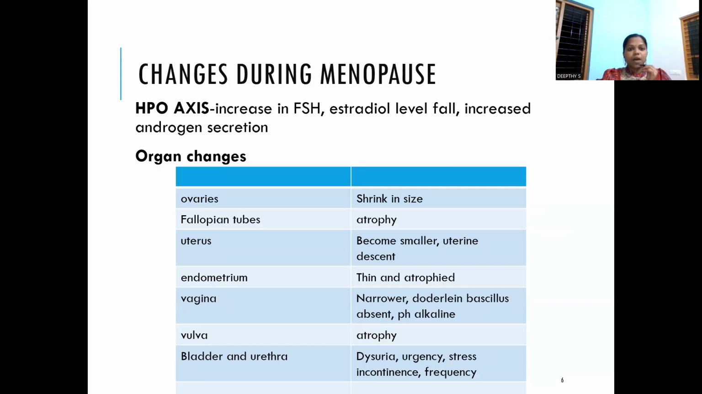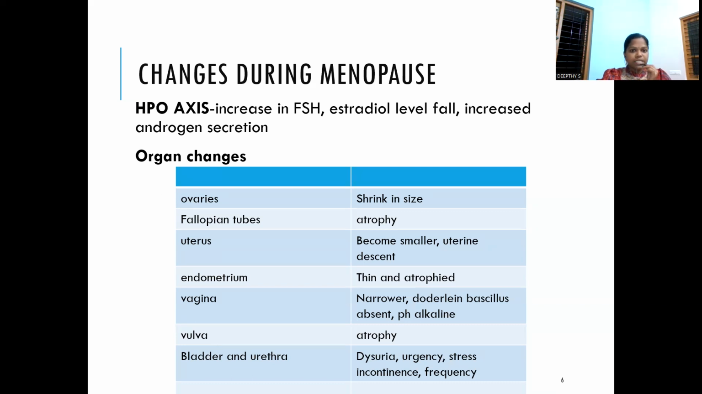Then coming to the changes. What are the changes happening during menopause? The changes in the HPO axis are like this. There is increase in the follicle stimulating hormone, that is FSH. As a result, the estradiol level falls and there is increased androgen production. So the changes in the hormonal level are like that. FSH level rises, the estrogen level falls, and the male hormone androgen secretion gets increased in a case of menopause. Then what are the changes at the level of organs?